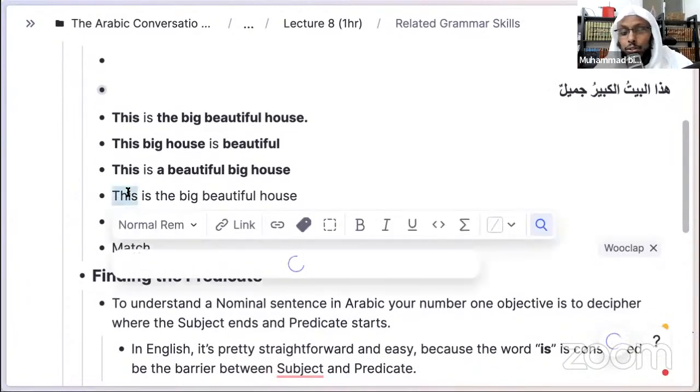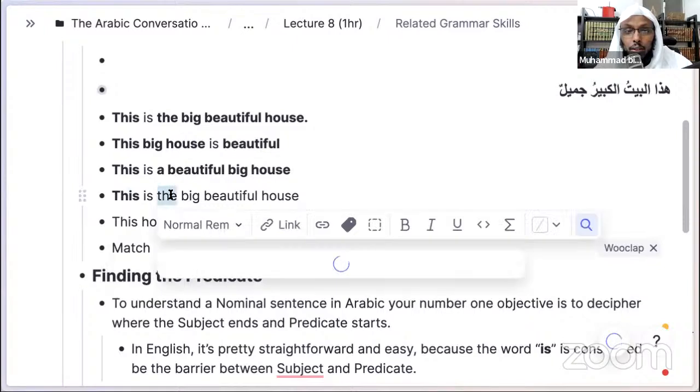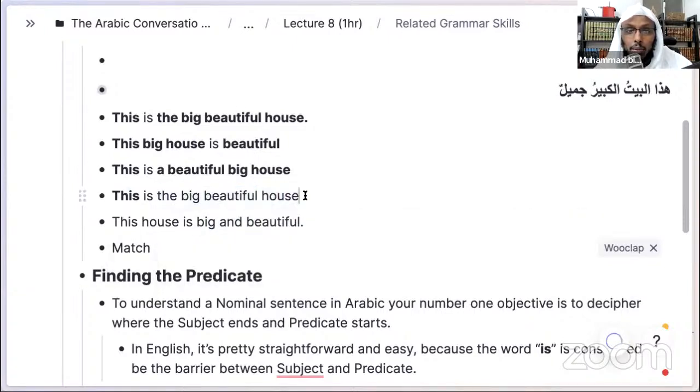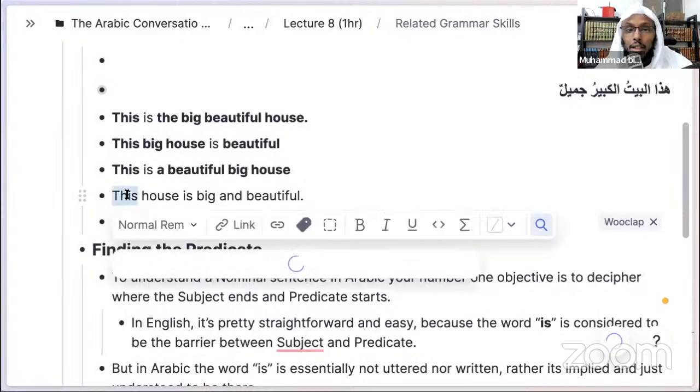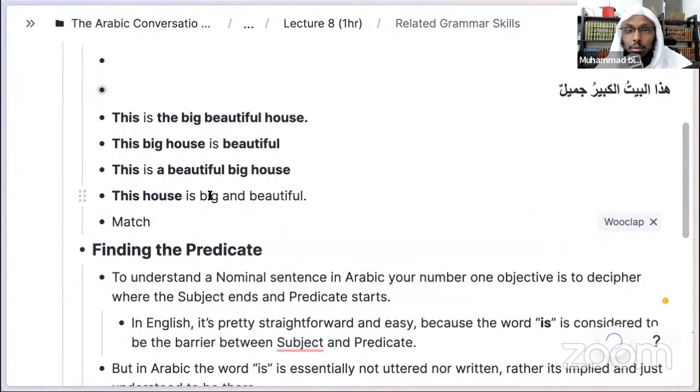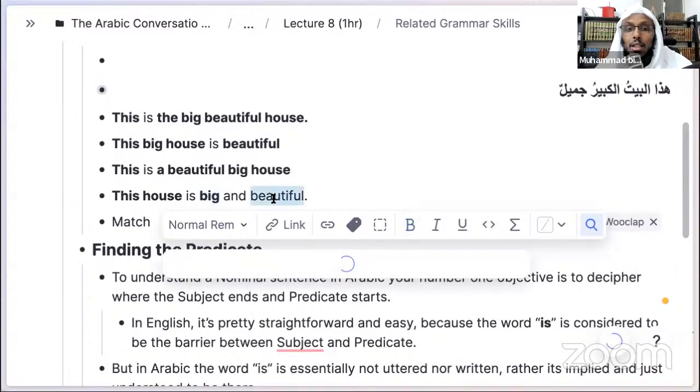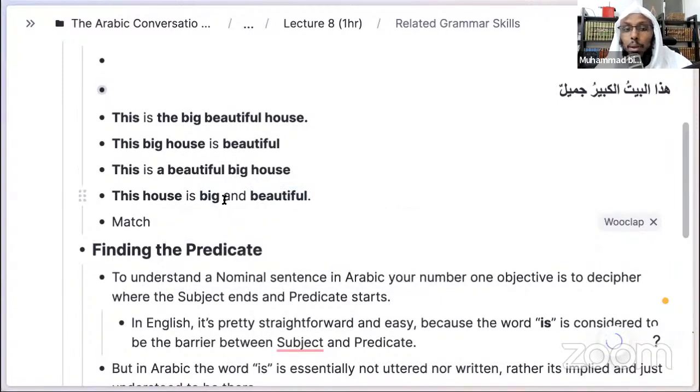This one, this is, again, that's the subject. The big, beautiful house. Actually, that's the same as the previous one. Okay, this house is big and beautiful. Okay, here, this is the subject. And this is the predicate. These two are both predicates. So I'm saying two things about it. I'm telling you that this house, it's big, number one, and it's also beautiful. I'm saying two things about it.